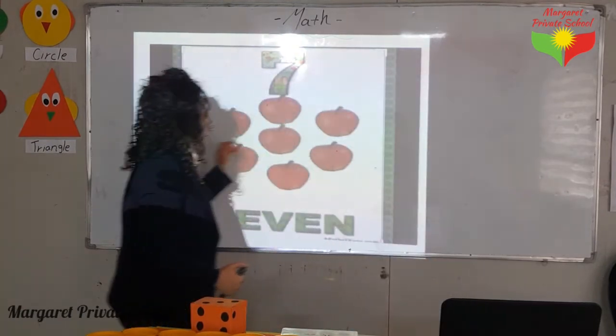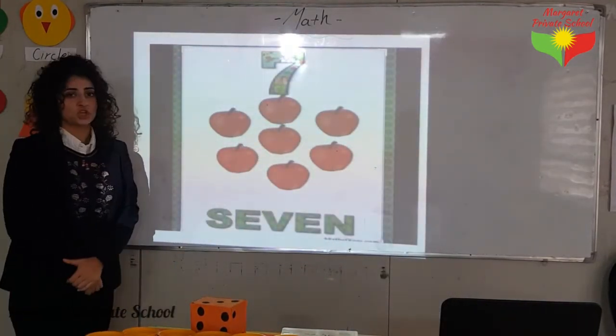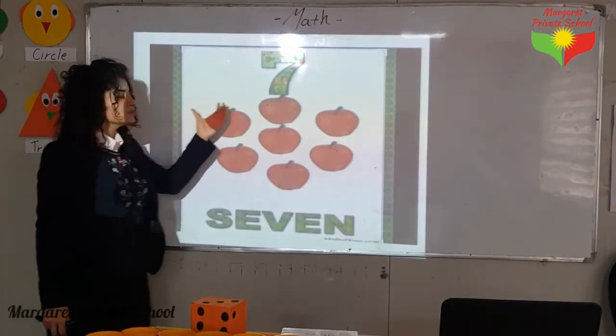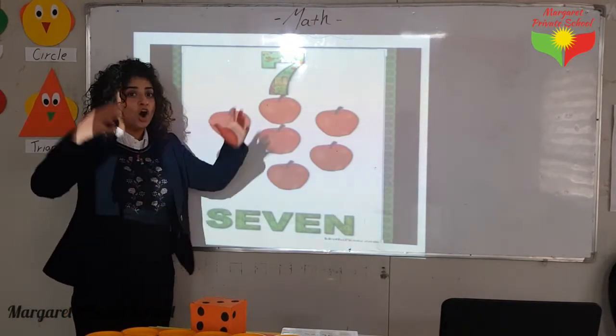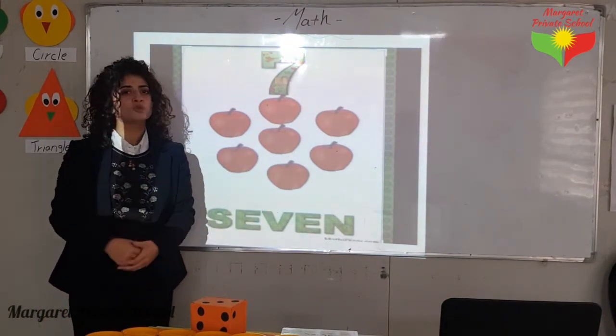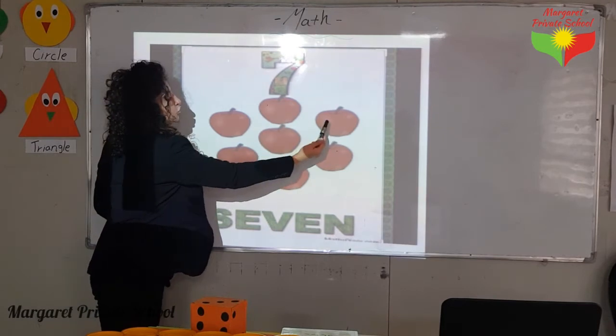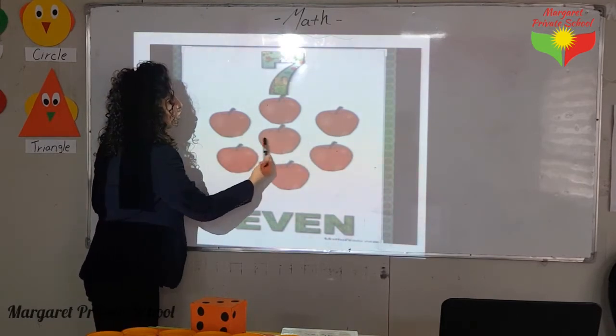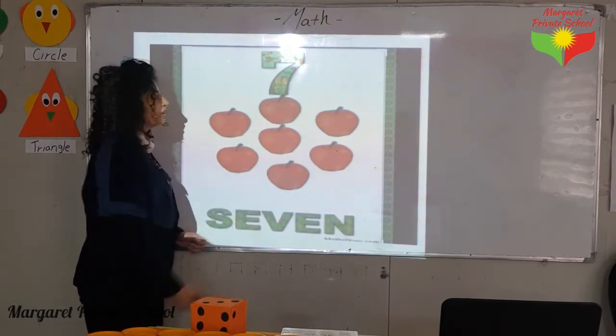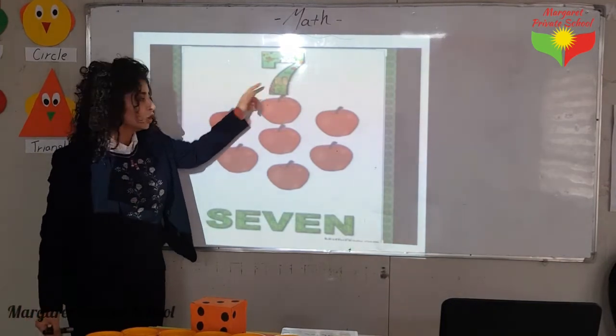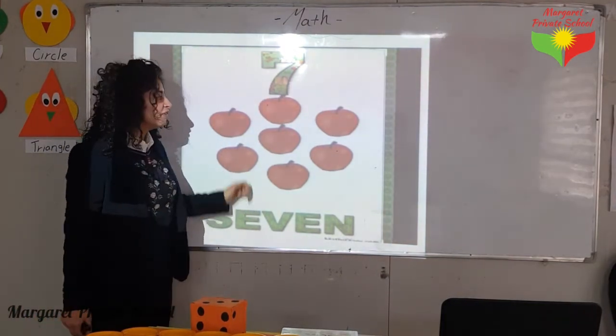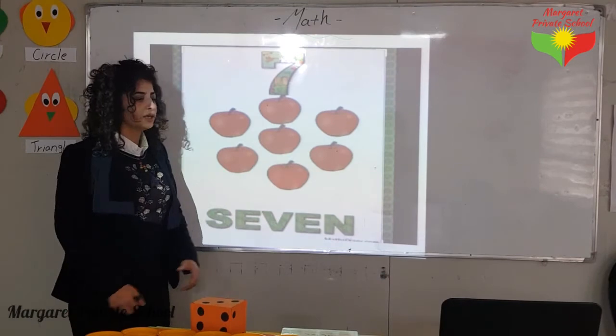Now in this picture, how many apples are there? All of you, let's count with me. 1, 2, 3, 4, 5, 6, 7. So we have 7 apples here.